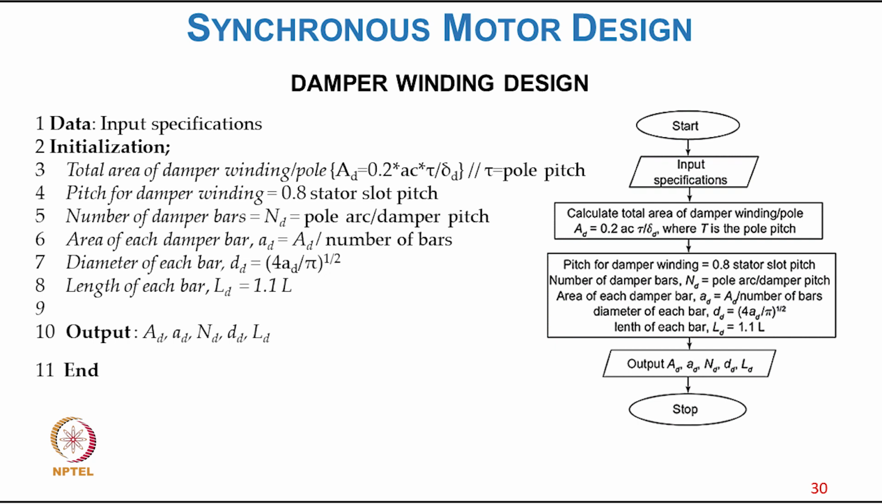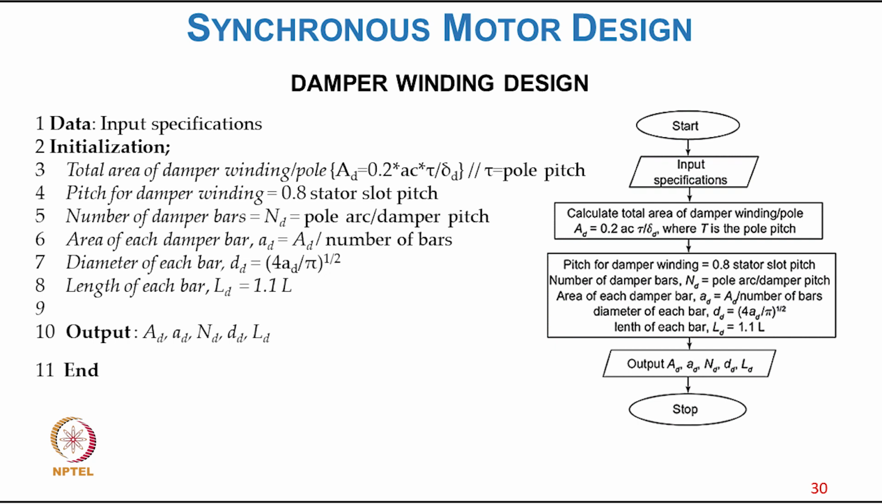Now coming to design of damper winding, data input specification. So initialization: total area of damper winding per pole AD equal to 0.2 AC tau into sigma D, where tau is the pole pitch. For the damper winding, pitch is 0.8 of the slot pitch. Number of damper bars ND equal to pole arc upon damper pitch, and area of damper bar AD equal to AD upon number of bars. Diameter of each bar D equal to under root of 4 AD upon pi, and length of each bar is L equal to 1.1 L, and output is AD.